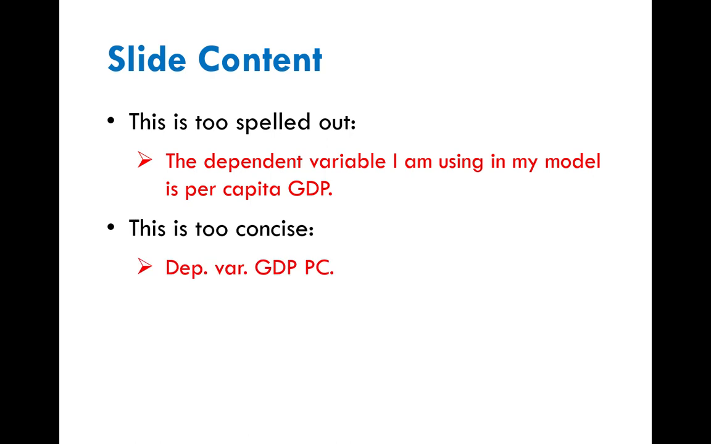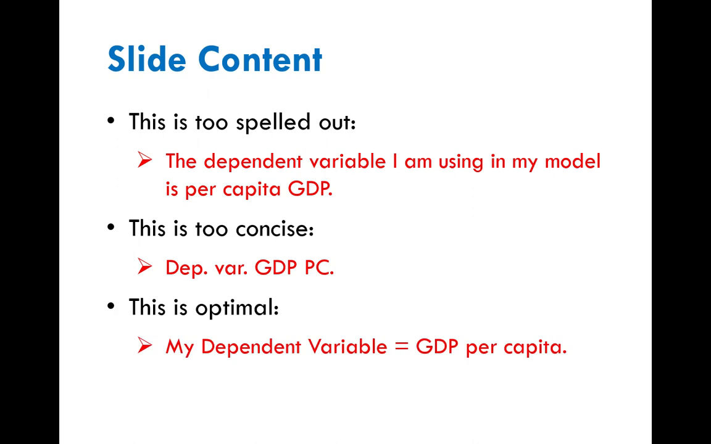This is too concise: my dep var GDP PC. Now, if you're in my capstone class, you'd probably know what that means, but that's probably not a very good idea for a presentation, especially when you have a varied audience. So maybe something like this would be optimal: my dependent variable equals GDP per capita. It's not so wordy. I can get the sense of it very quickly, and it doesn't rely on all those little bitty abbreviations like dep var GDP PC.